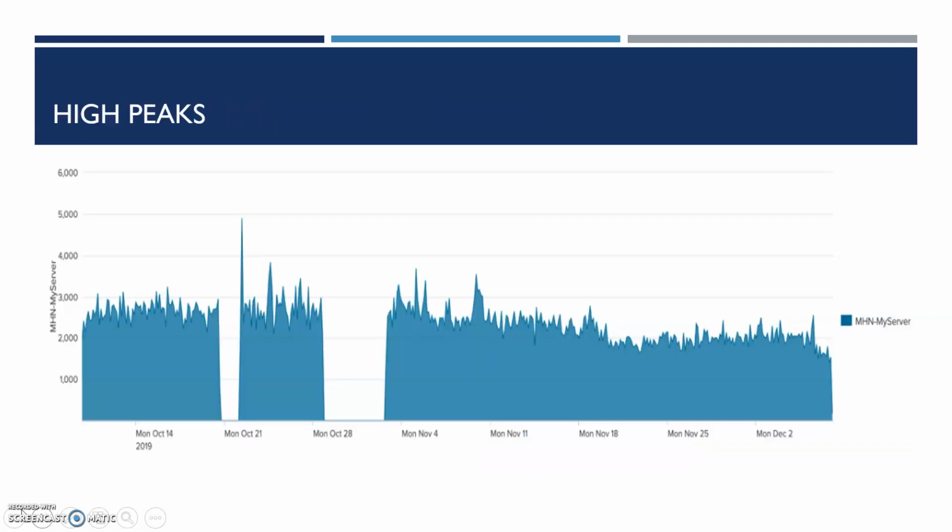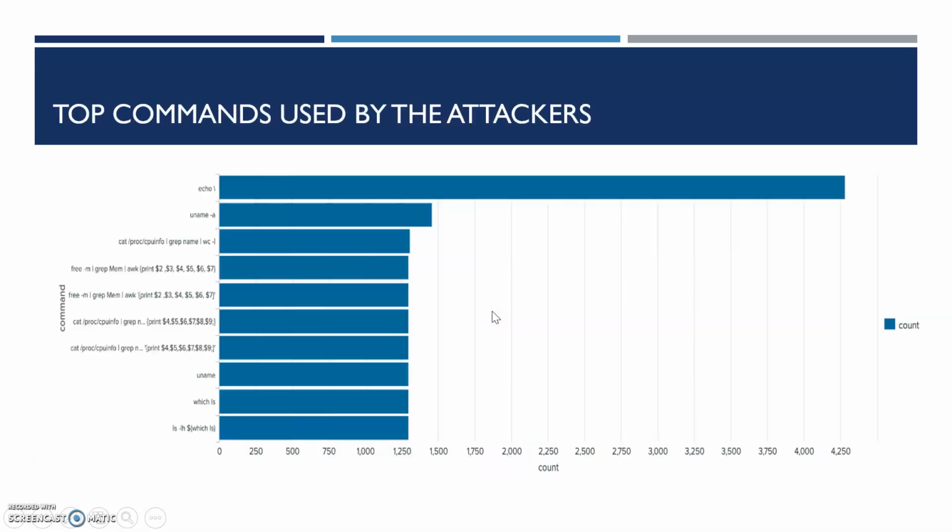So all of these peaks here, as you can see on Monday 22nd of October, was caused by one of the IPs. The second peak we have here on Monday 25th of October was caused by the second IP, the third one here, and the fourth one on the 10th of November.